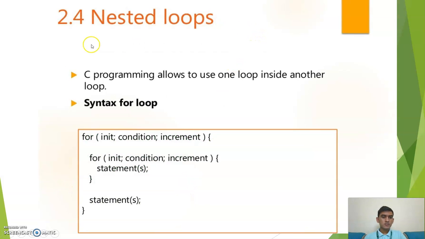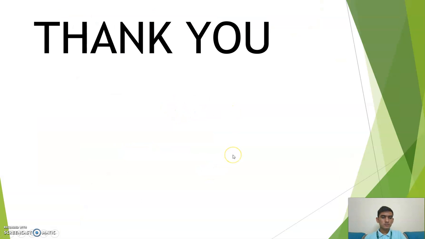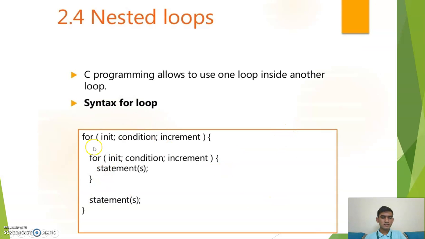Next are the nested loops. A nested loop in C programming allows you to use one loop inside another loop. This is the syntax of the for loop. In this for loop, there is another for loop inside the for loop. There can be a combination of loops in a nested loop: for loop, while loop, for loop, do while loop, etc. So this is the syntax, with the initial condition and expression, and inside this there is also a loop. So this is the nested loop.